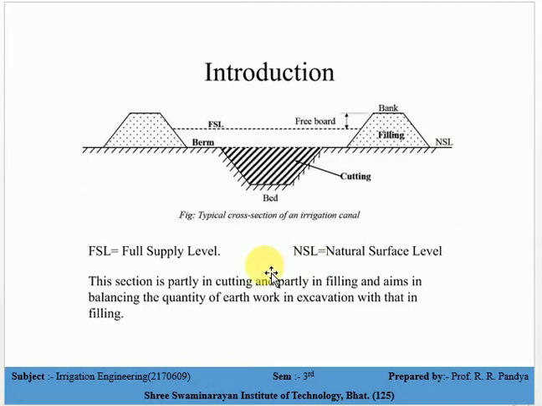Okay, so here you can see the section of the most economical section, right? The definition for this section is partially in cutting and partially in filling, and it aims at balancing the quantity of earthwork in excavation with that in filling. So the quantity of the filling material is equal to the quantity of cutting material, right? If both are the same, then this section is considered as the most economical section.